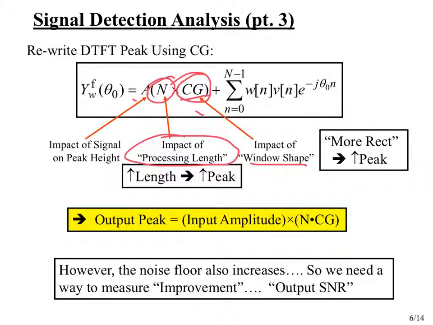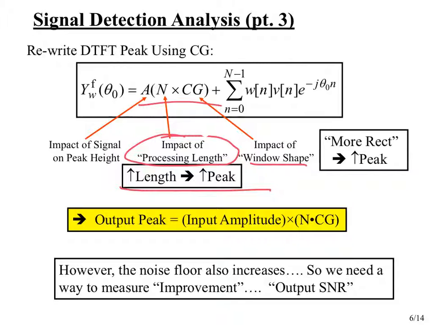So if I have a shape that's not rectangular, it's going to discount N from its full value to something less. Like I said, if the coherent gain is 0.9, it's going to cut my processing gain due to the processing length down to 90%. So if N is 1,000, it will look like I really was only using 900 points. I would get the boost equivalent to using 900 points with a rectangular window. Okay, so we've got a handle on that first term, and we can see that the longer we collect data, the higher our peak will be.